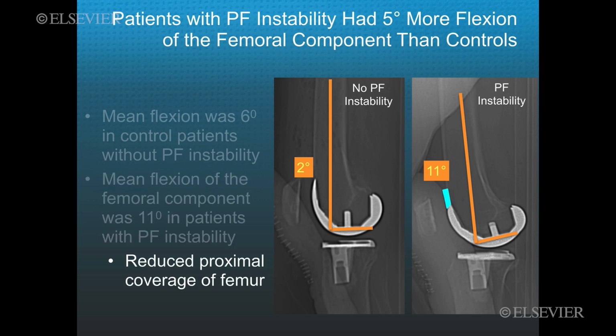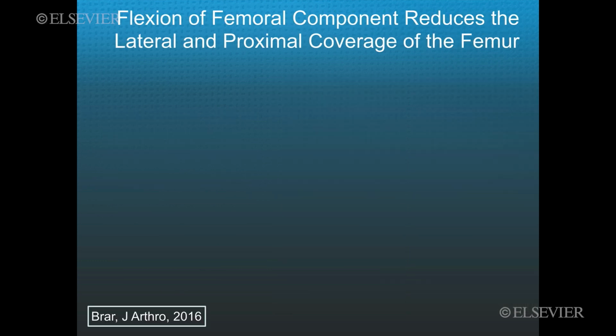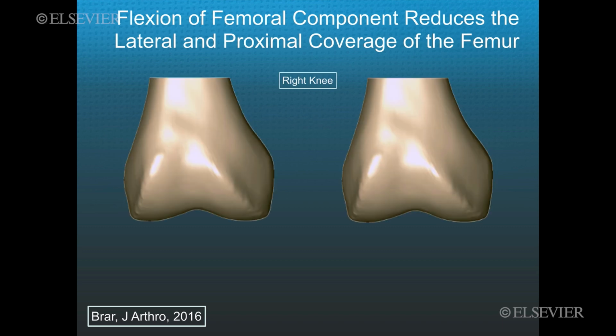And so what's curious is that when you flex the femoral component every 5-10 degrees, you reduce the size 1 to 2 times, and you reduce the proximal coverage of the femur, which delays the engagement of the prosthetic patella or unresurfaced patella in the prosthetic trochlea. Flexion of the femoral component reduces the lateral and proximal coverage of the femur, so you want to minimize flexion of the component.